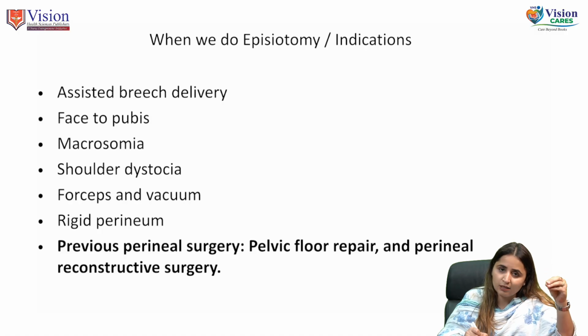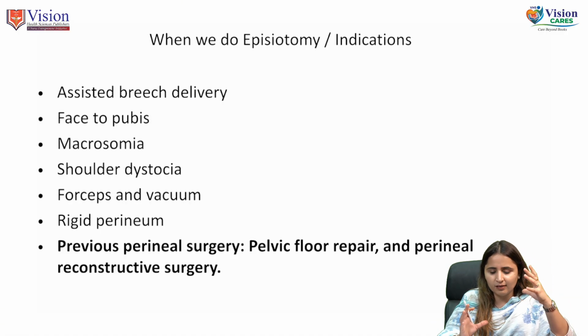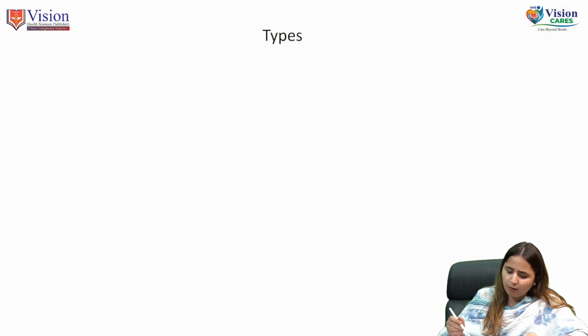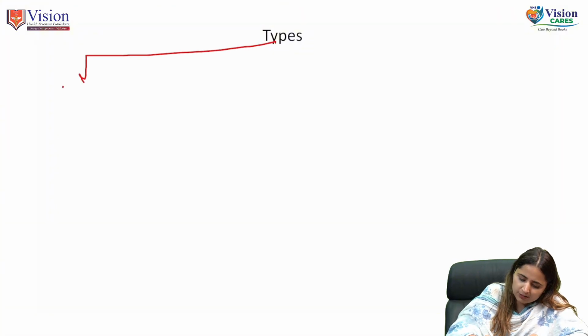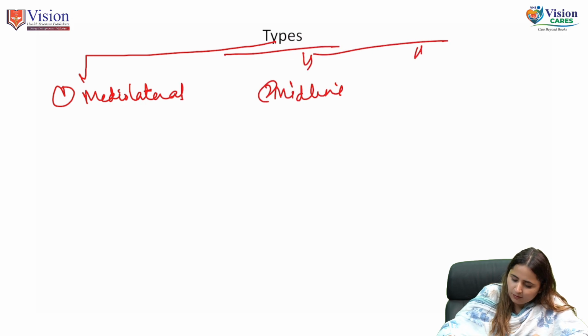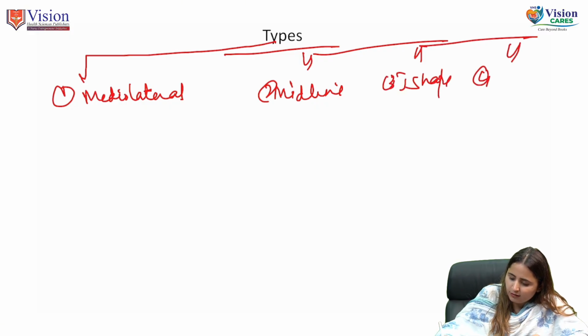macrosomia, shoulder dystocia, forceps and vacuum delivery conditions, a rigid perineum. So these all are the indications for episiotomy. Now let's discuss the types of episiotomy. There are 4 types. First is the mediolateral, second is the midline, then a J-shaped, and the fourth is a lateral.